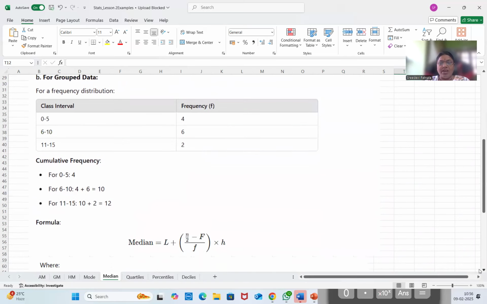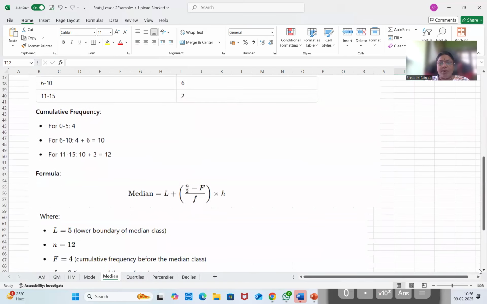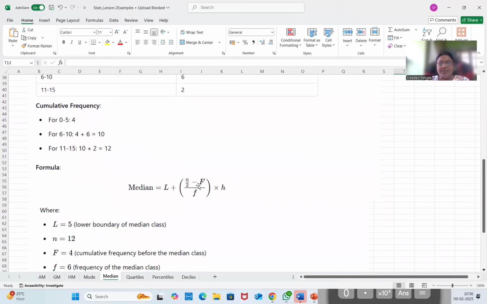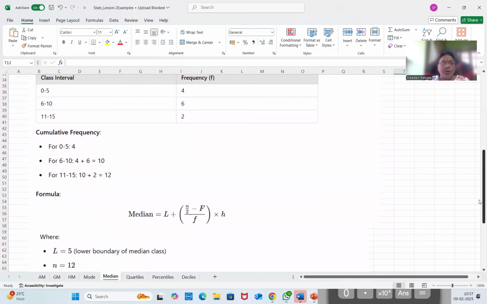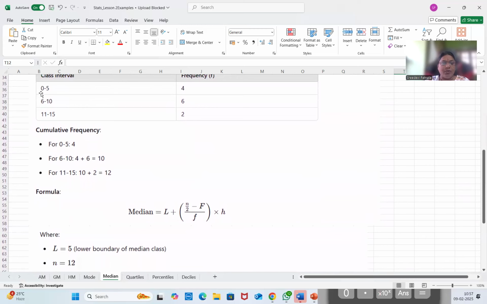Now the formula is L plus N by 2 minus CF, cumulative frequency, by f into h. So L is the lower boundary of the median class. We know the lower boundary for the median class is 5. And N is equal to 12, so N by 2 is 6. You add these frequencies and you get 12. So the summation of frequency is 12.